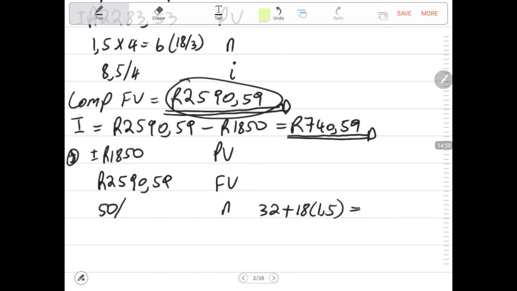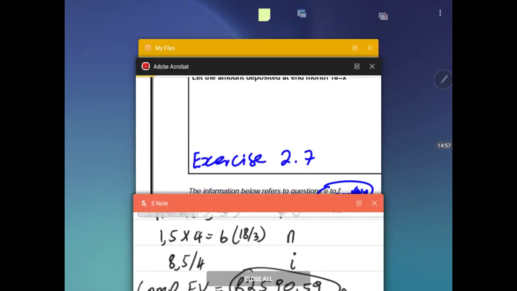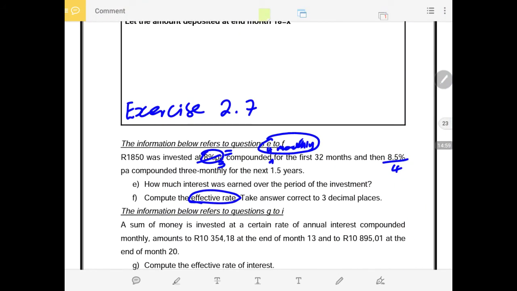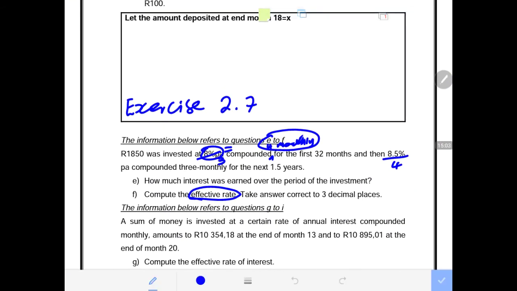But now we need to divide this by 12. Remember, why are we dividing it by 12? Because one might be saying but we had two different compounding. Another one was 4 monthly, another one was 3 monthly. So which one are we choosing? Remember, the requirement is to compute the effective rate of the interest, meaning the interest for the year, not the one that is compounded monthly or 3 monthly or 4 monthly, the annual rate of the interest.